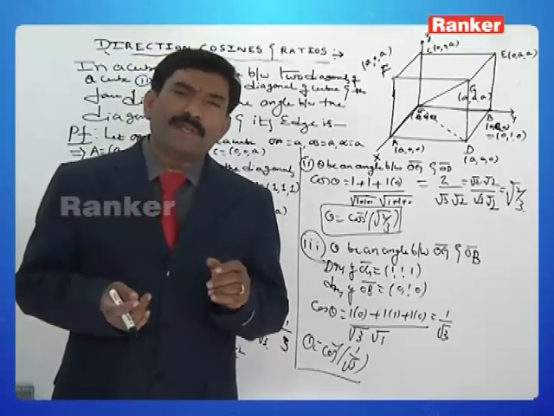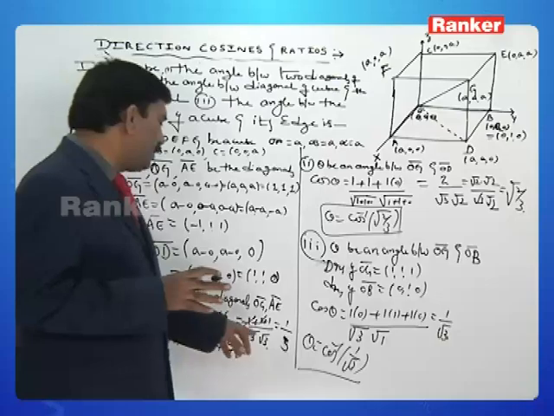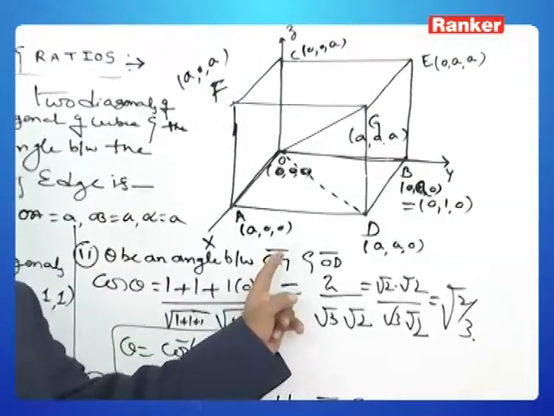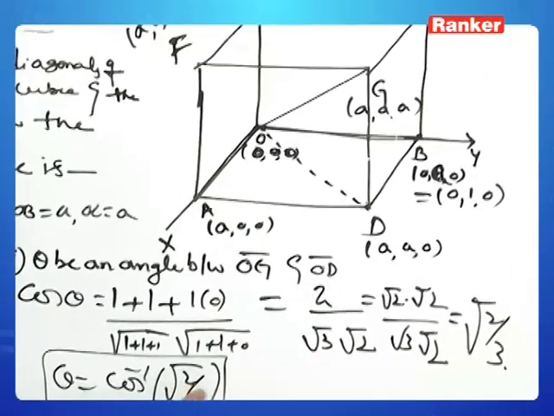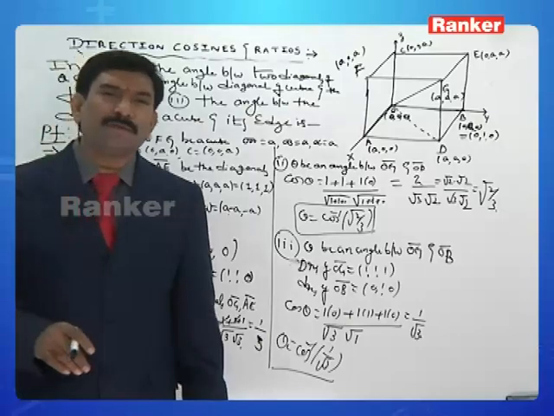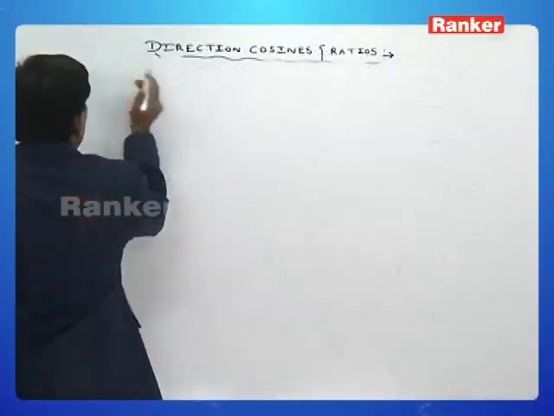So therefore, the angle between two diagonals of a cube is theta equal to cos inverse of 1 by 3, and the angle between the diagonal of a cube and the face diagonal is cos inverse of square root of 2 by 3. The angle between the diagonal and the edge is theta equal to cos inverse of 1 by root 3. Right.